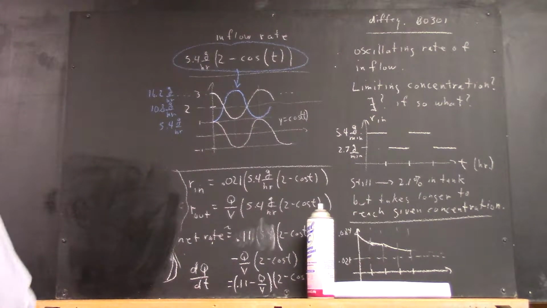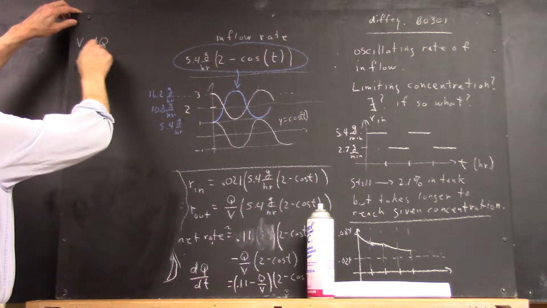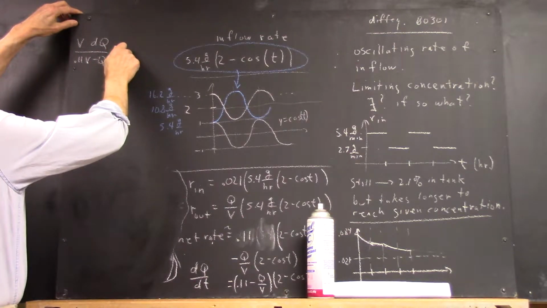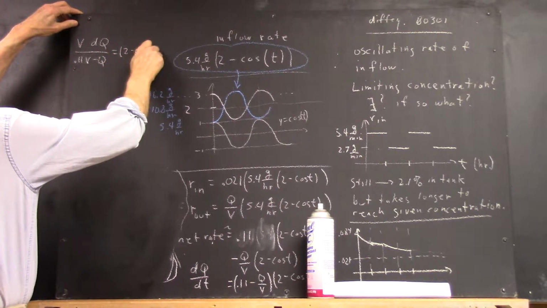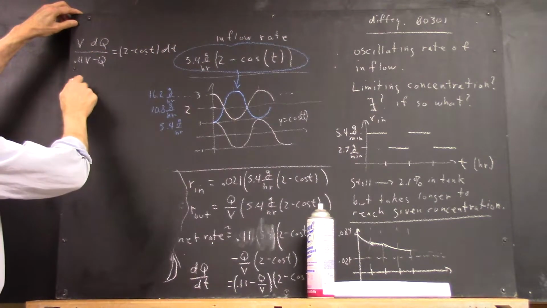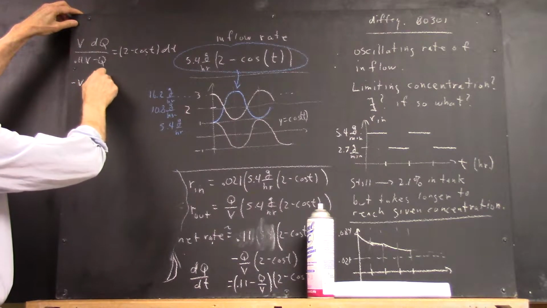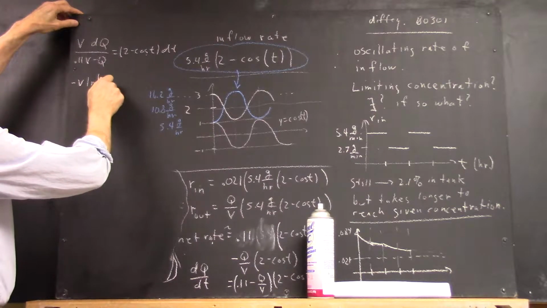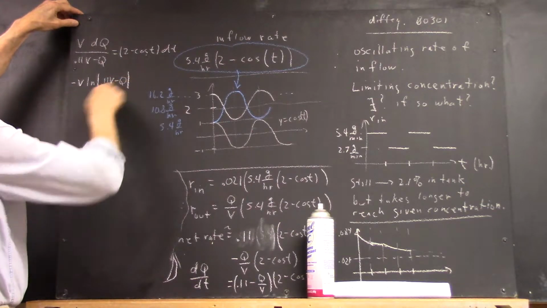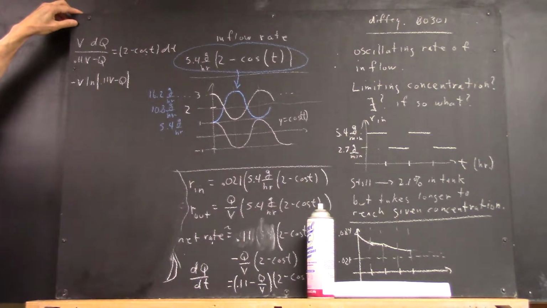Okay, so we get V times dq over 0.11 V minus Q equals 2 minus cosine t dt. Integrating, we're going to get negative V times the natural log of the absolute value of 0.11 V minus Q. Okay? Just a simple u substitution, that's where the negative sign comes from.